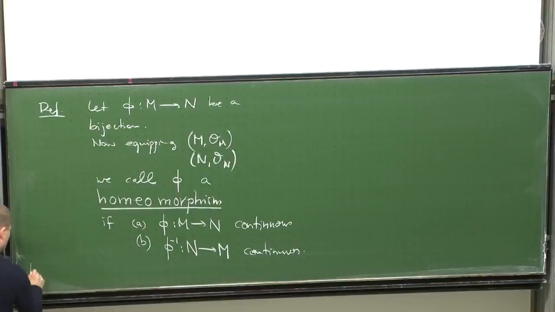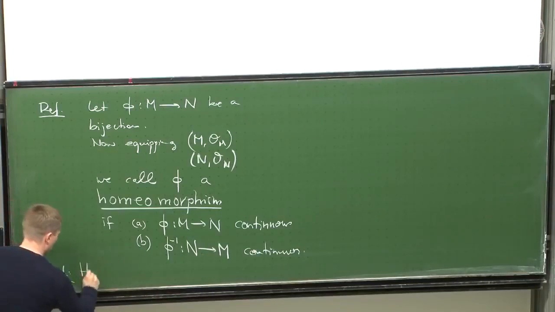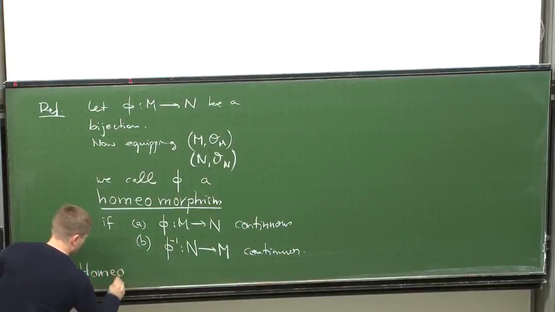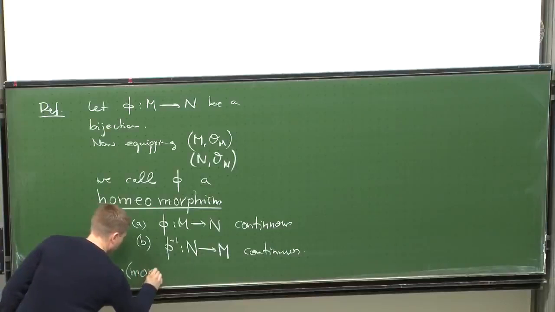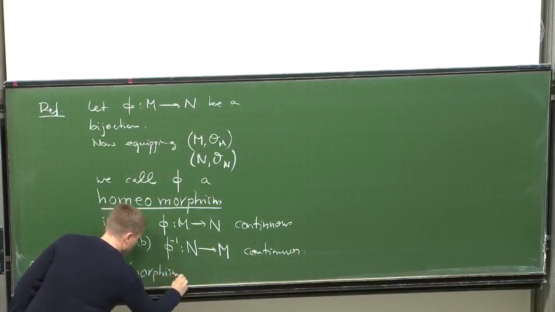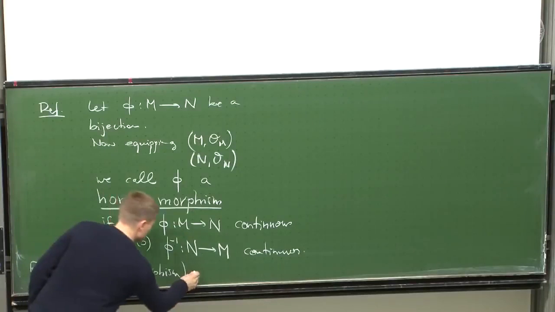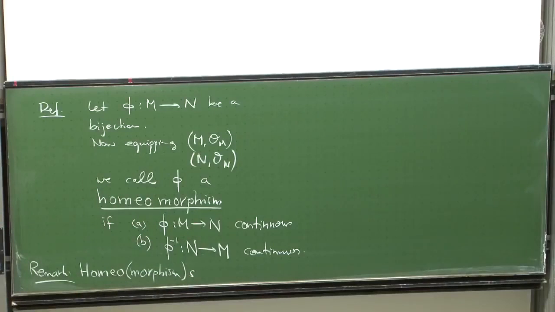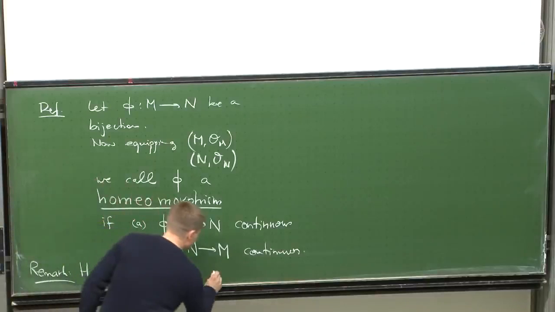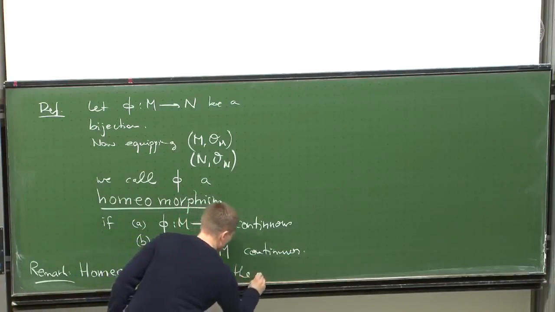And remark, homeomorphisms, and usually we write homeo and then the morphism part we suppress because it's a long word. Homeos, meaning homeomorphisms, are the structure preserving maps.